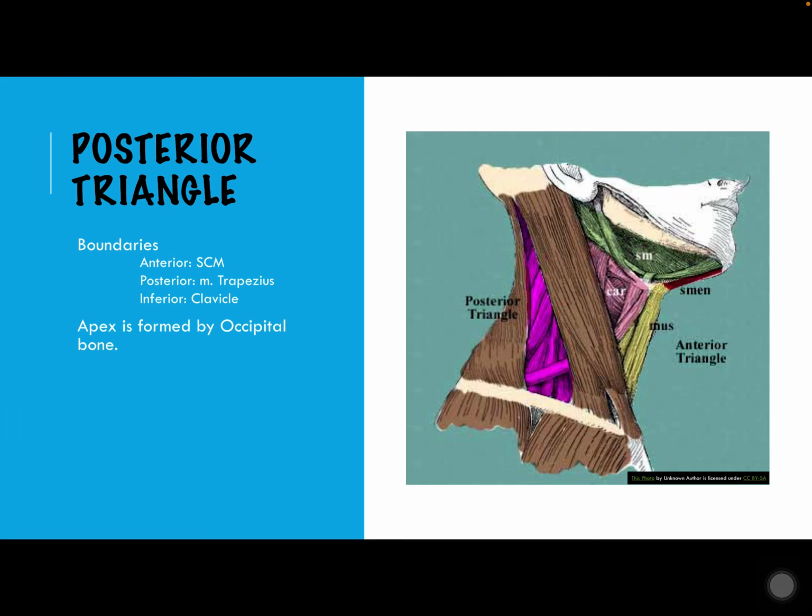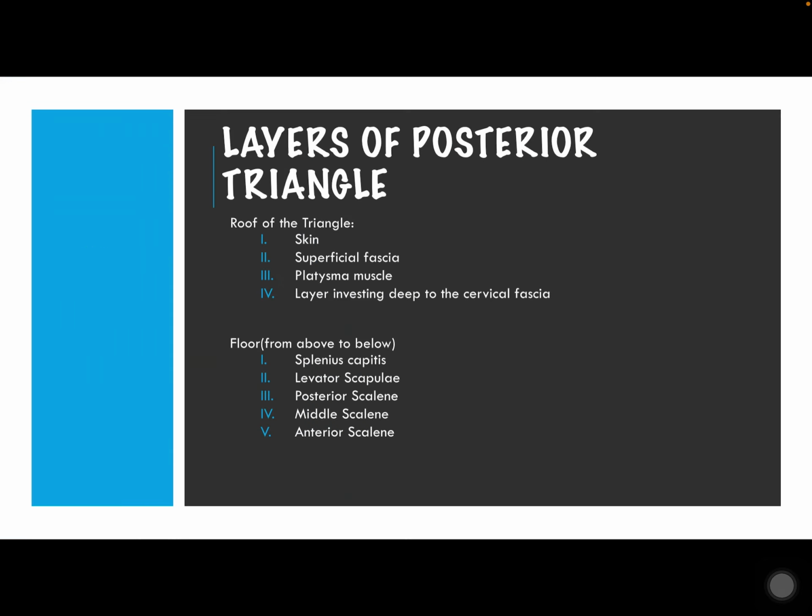The posterior triangle of the neck region has anteriorly the sternocleidomastoid muscle as its boundary, posteriorly the trapezius muscle, and inferiorly the upper border of the clavicle. The apex of this triangle is formed by the occipital bone. Now, the layers of the posterior triangle. The roof of the triangle, as in the other triangles of the anterior triangle as well, is skin, superficial fascia, platysma muscle, and the layer which invests deep cervical fascia.